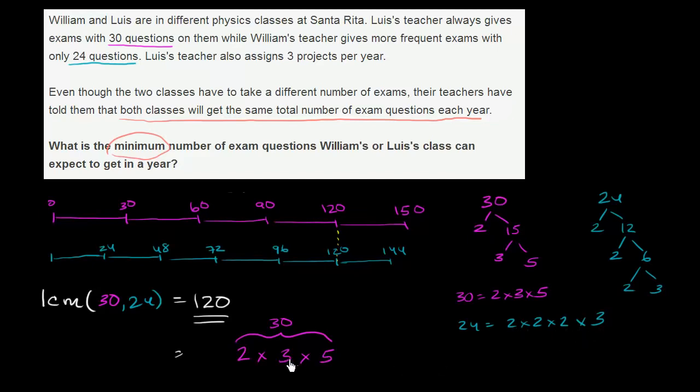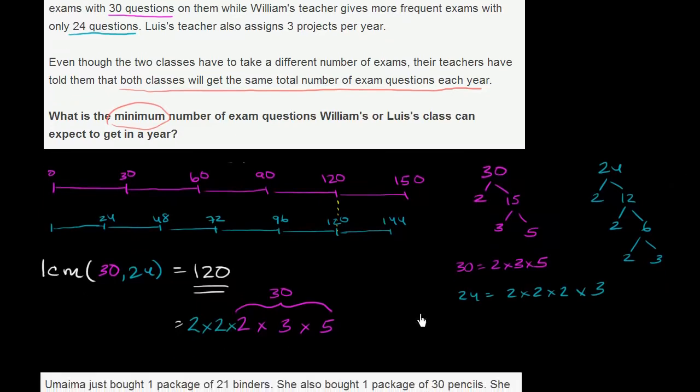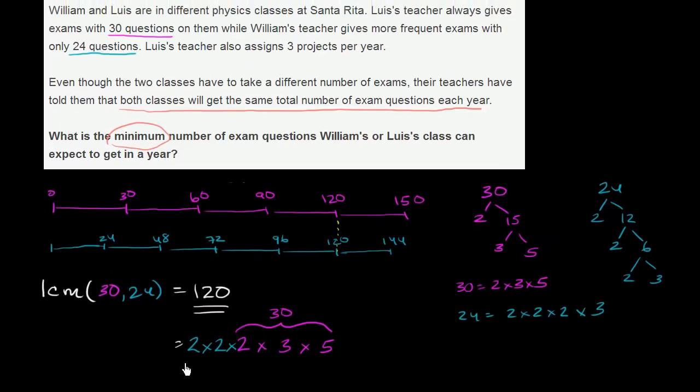Well, we already have a 3 and we already have a 2, so we just need 2 more 2's. So 2 times 2. Let me scroll up a little bit. This right over here makes it divisible by 24. And so this is essentially the prime factorization of the least common multiple of 30 and 24.